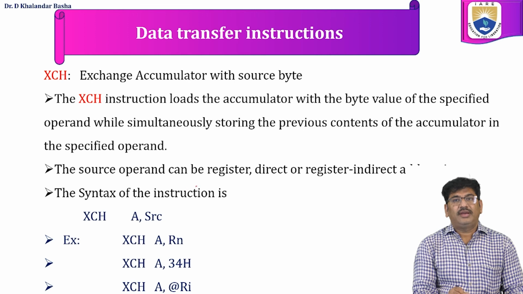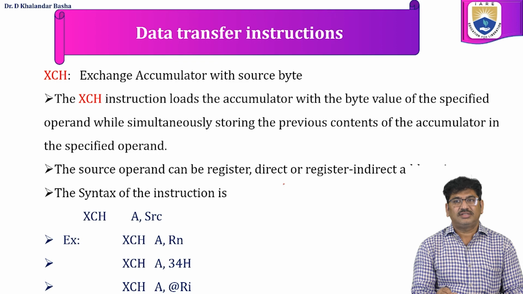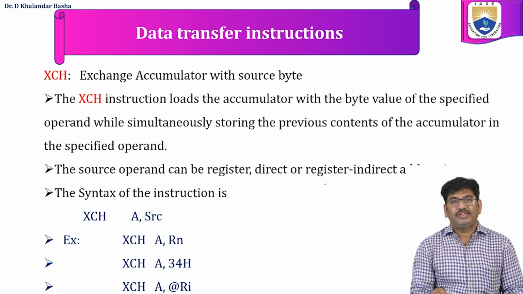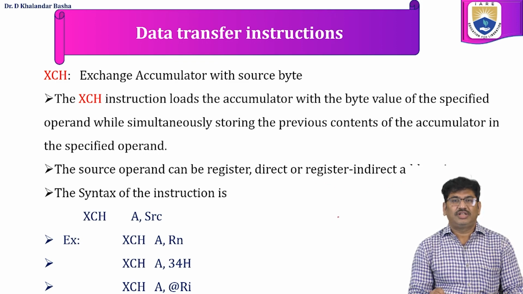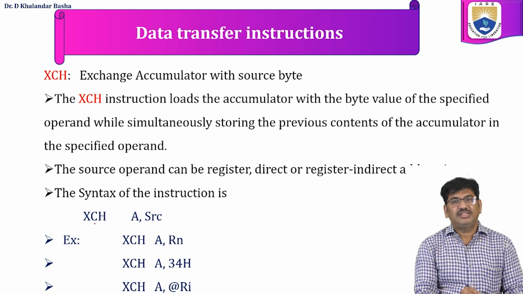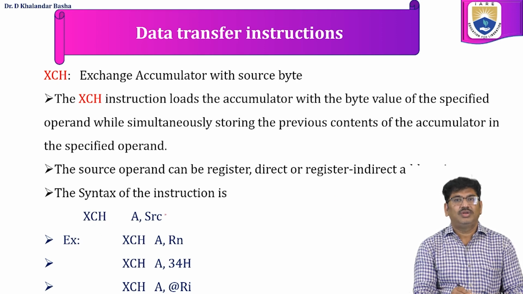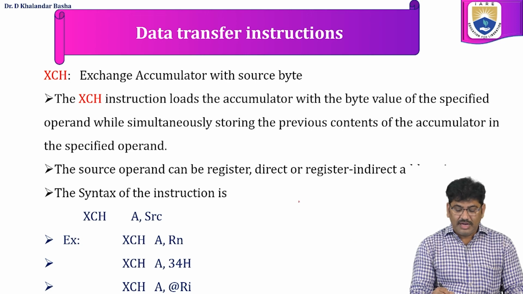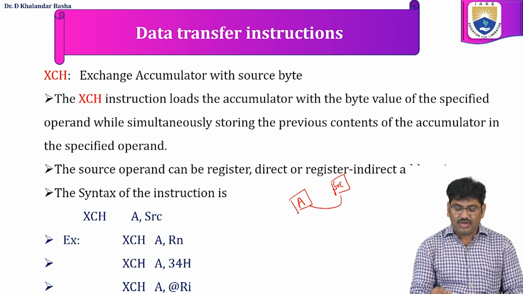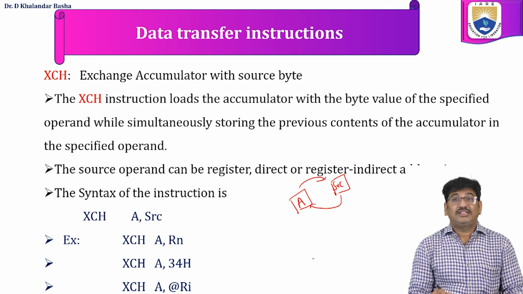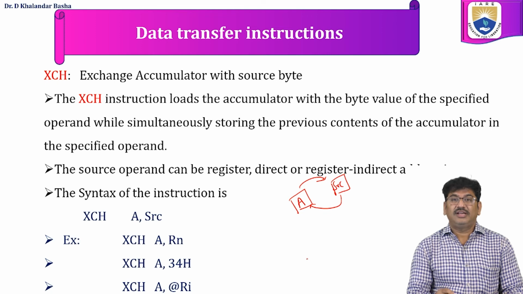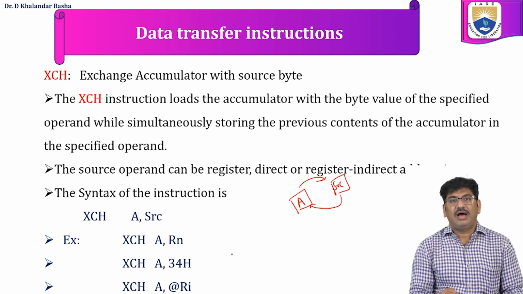The source operand can be a register or a direct address, or the address may be specified in an indirect manner through a register. The syntax of the instruction is XCH A comma source. The contents of the accumulator will be swapped with the contents of the source. After the exchange, accumulator contents are placed in the source operand, and the source operand contents are placed in the accumulator.